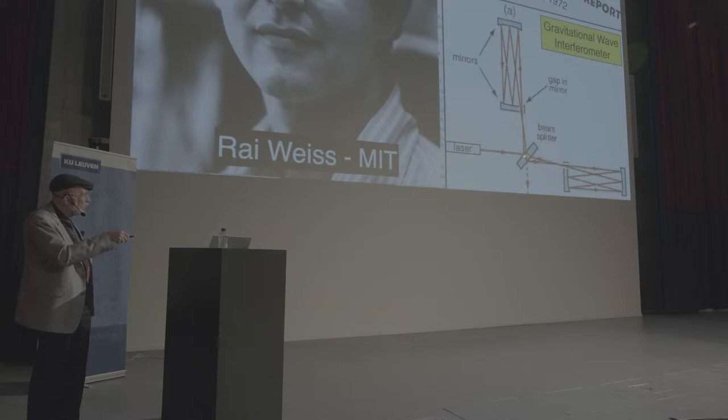The two beams interfere at the beam splitter, and part of the light goes back toward the laser, and part of it goes toward a photodetector here.